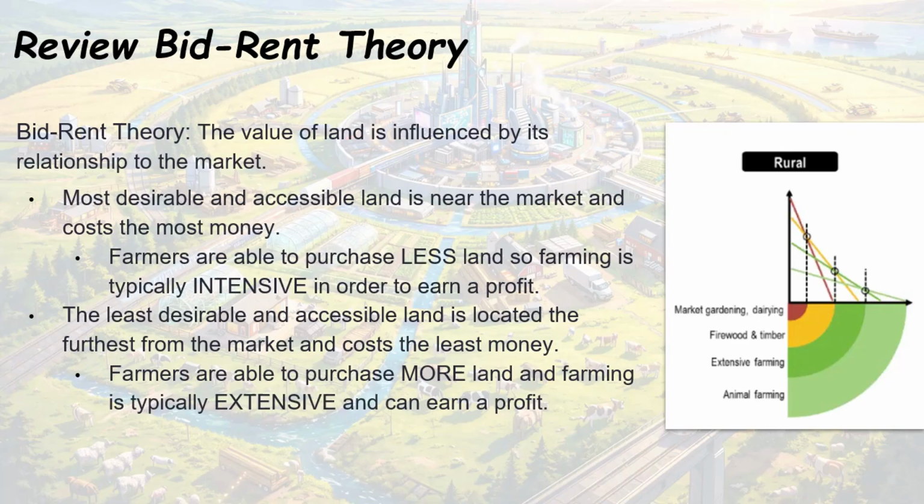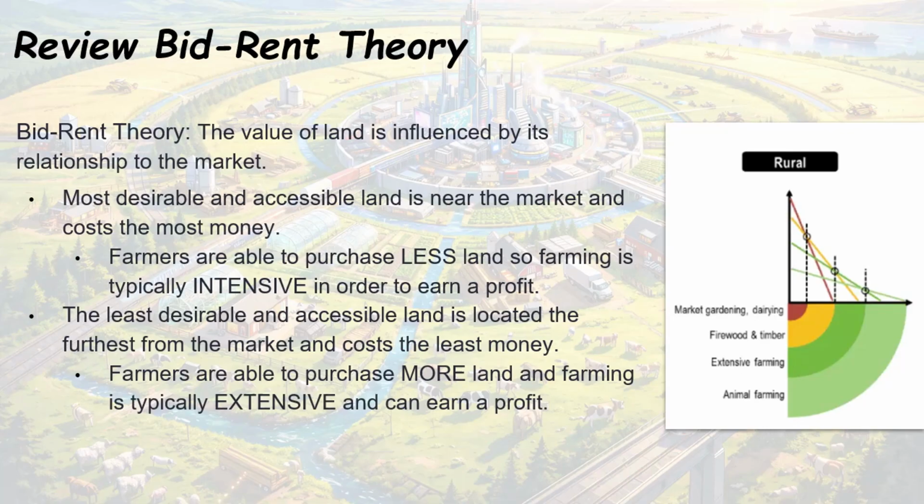Distance flips the script. Land farther away from the market is cheaper, way cheaper. Farmers can buy or rent more of it. Instead of squeezing every acre, they spread out. That's extensive farming. Larger plots, lower input per acre, still profitable because the land itself isn't draining their wallet. So here's the economic T. Distance controls land cost, and land cost controls farming style.